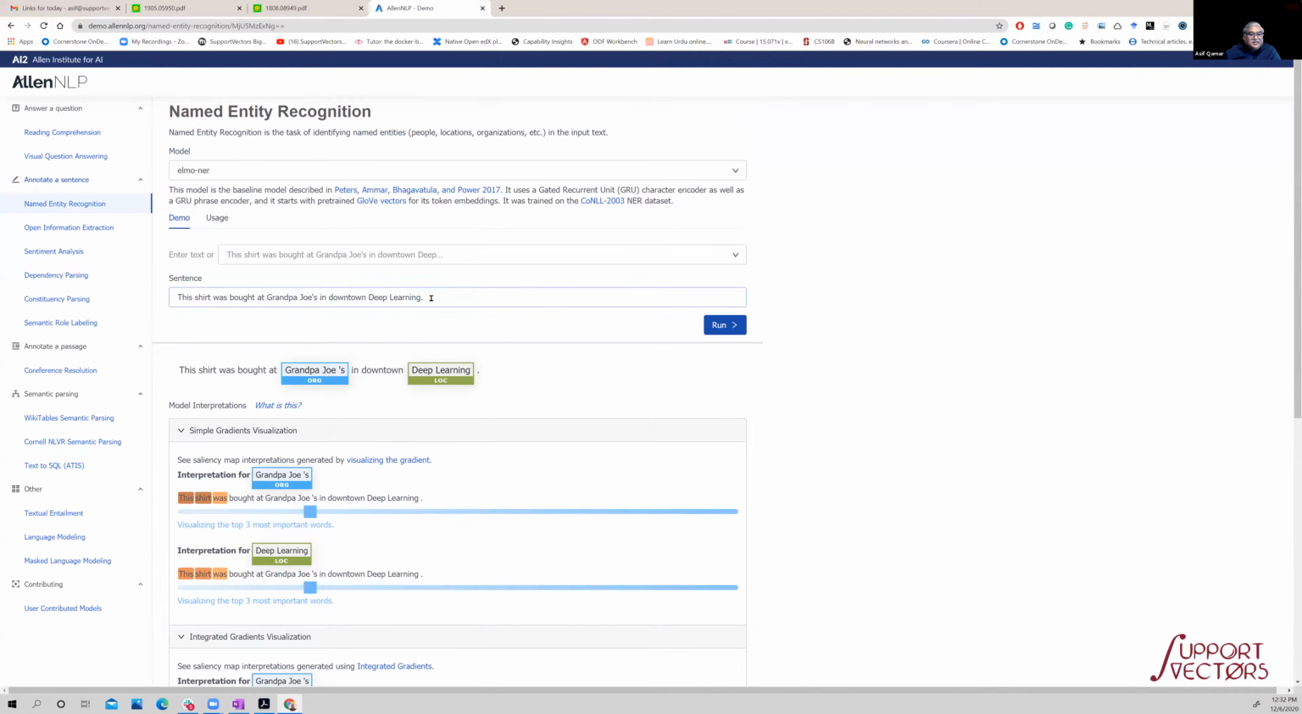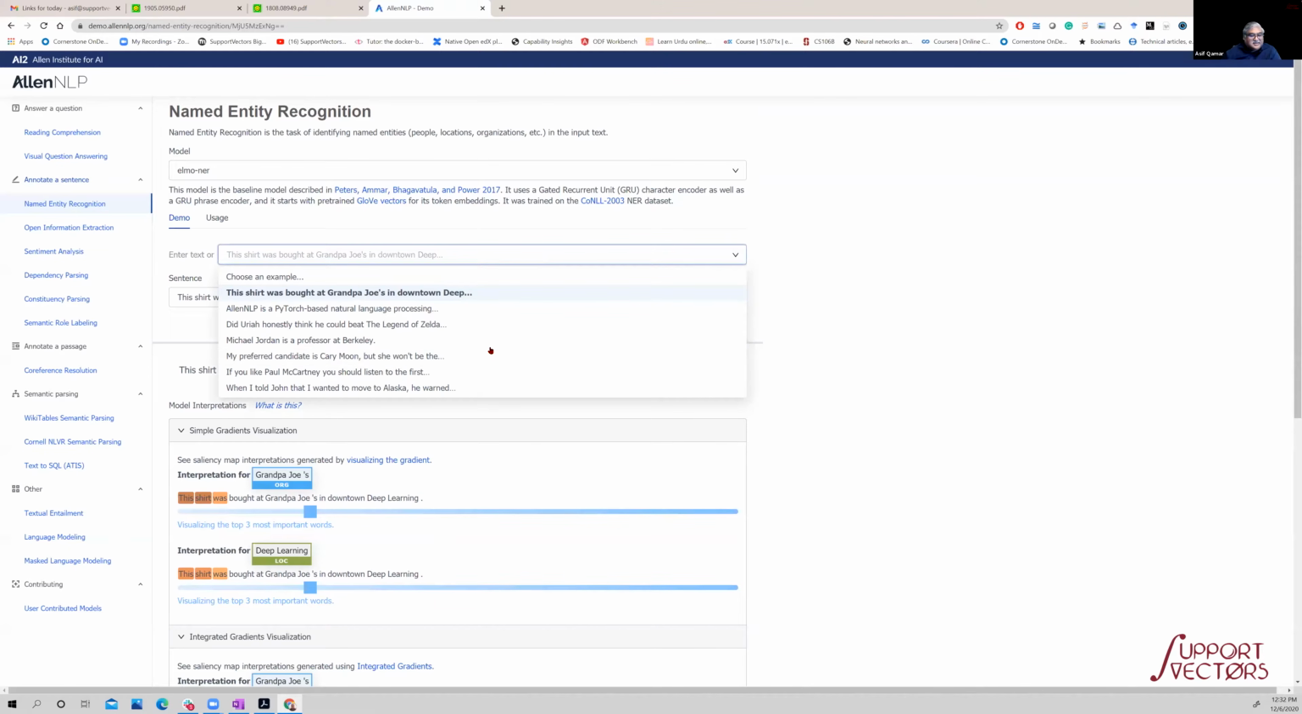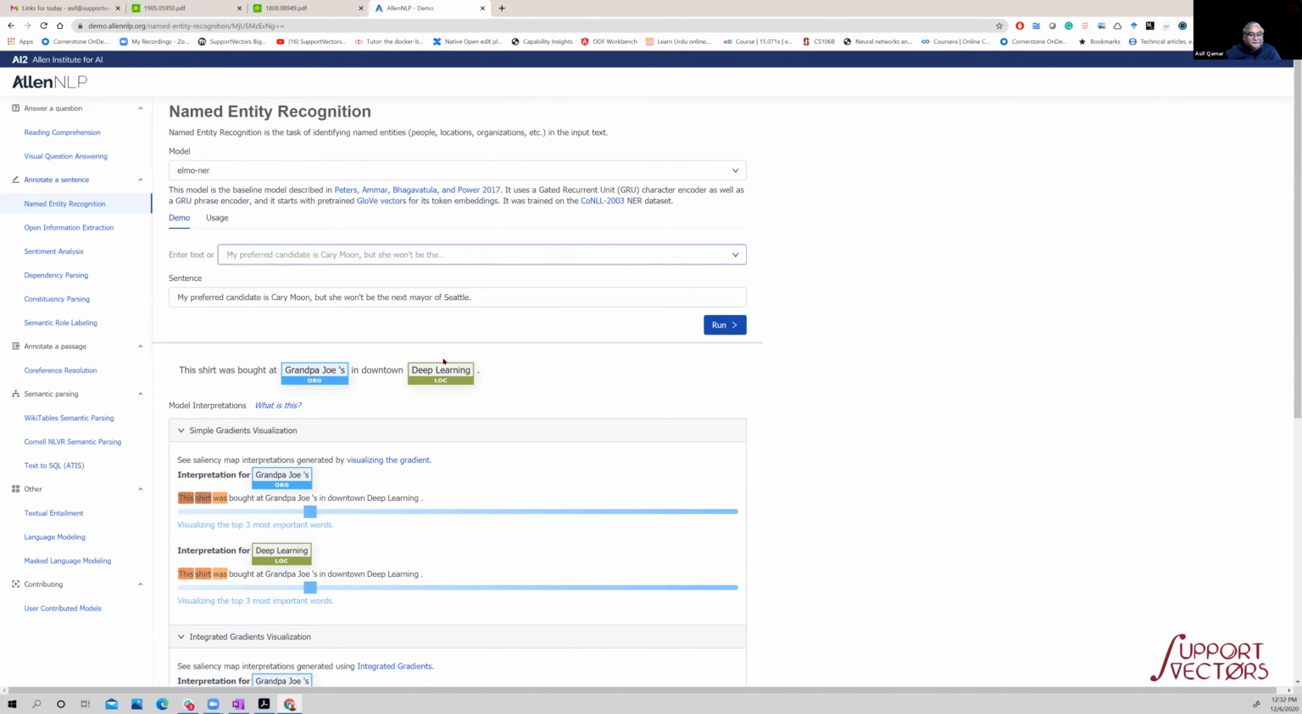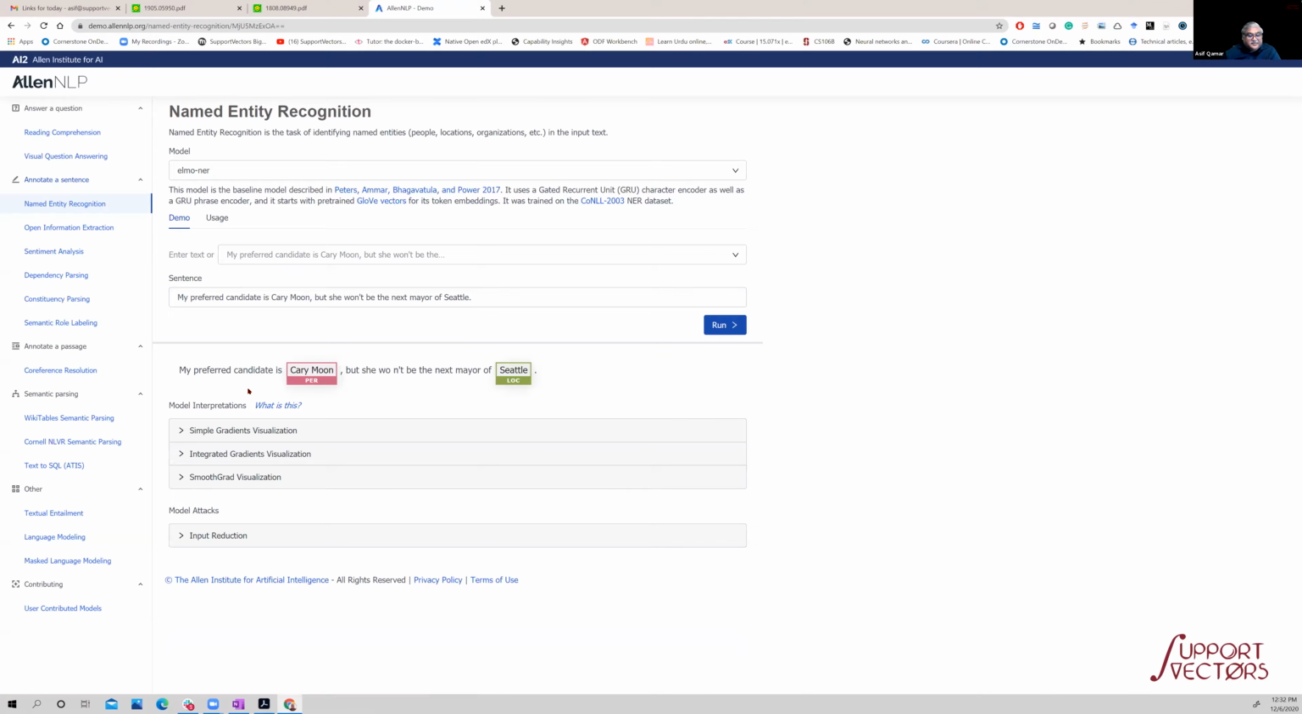And you can write your own sentence. I won't do that. Or maybe I'll try some other sentence. My preferred candidate is Carrie Moon, but she won't be the next mayor of Seattle. Now, Moon usually is not a named entity, so let's see if this recognizes it. It did. It said Carrie Moon is a person and Seattle is the location. Very good. So this is named entity resolution.